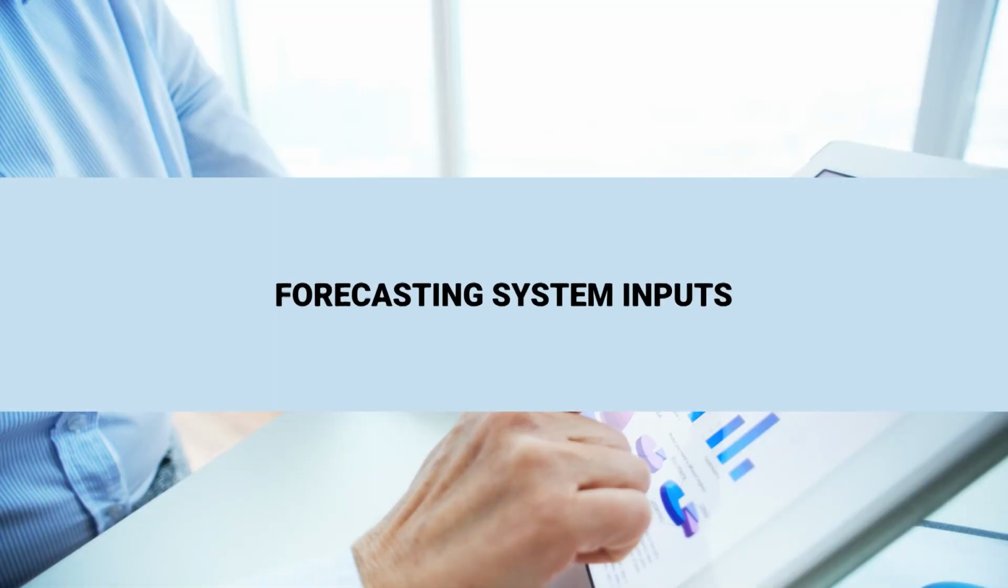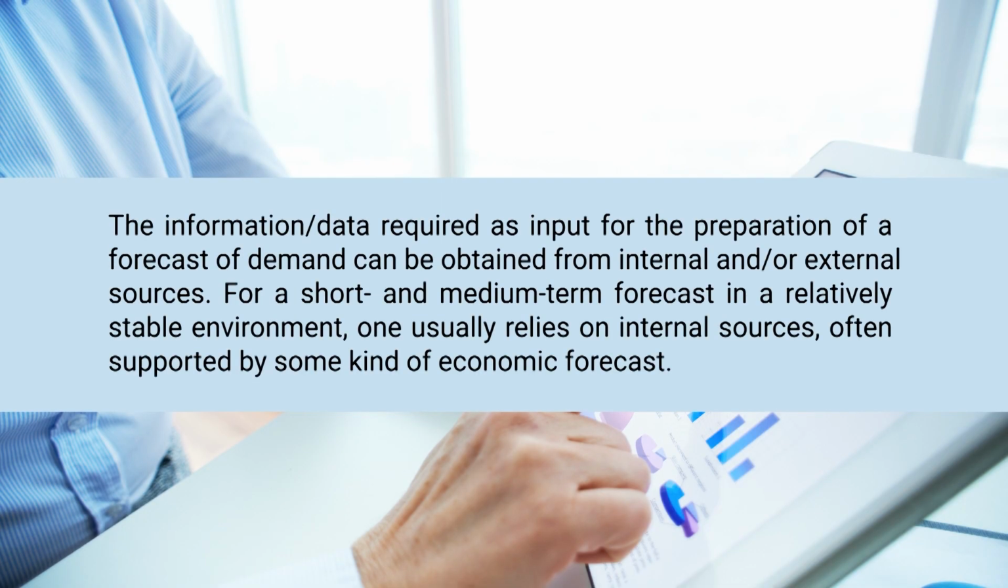Then we have to discuss step by step the key factors for the forecast, which we have already detailed for you: forecasting system inputs. What are the forecasting system inputs? The information and data required as input for the preparation of a demand forecast can be obtained from internal or external sources. Means, what is the demand from other industries, or from a competitor producing the same products at the same time? So we can know what the demand will be. So, internal and external sources are used for short and medium range forecasts, and this system can be used for short and medium term forecasts.